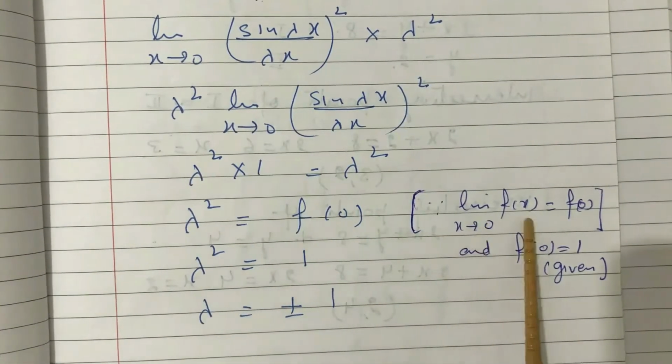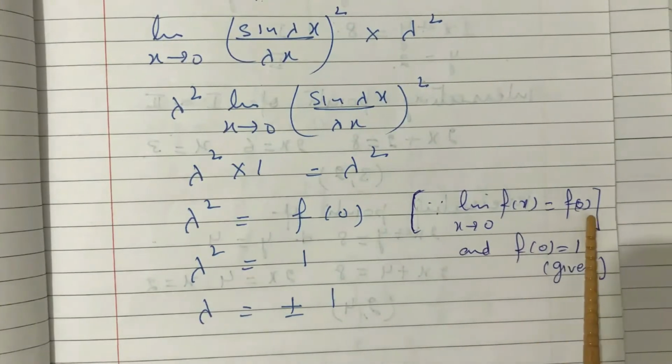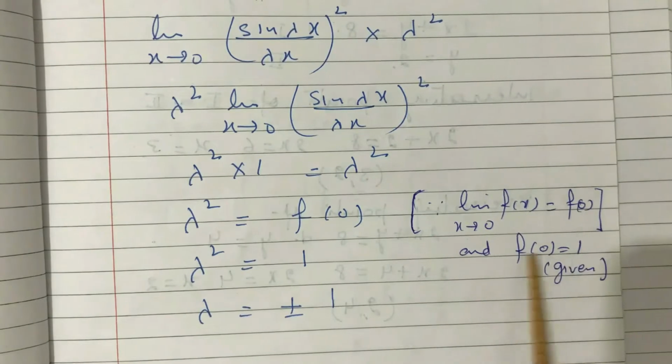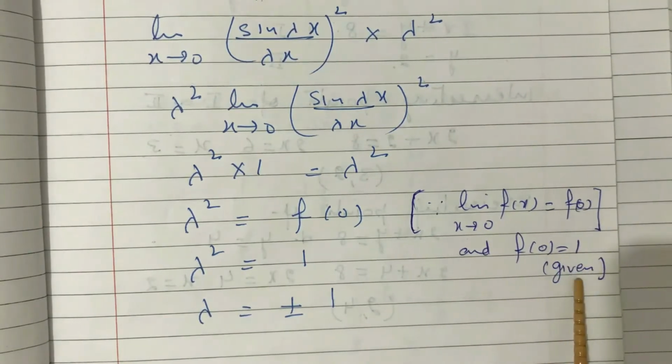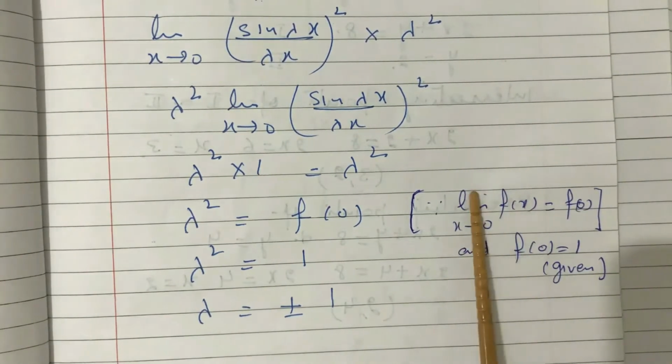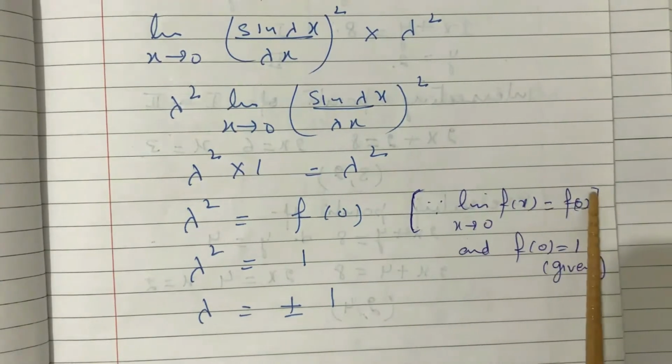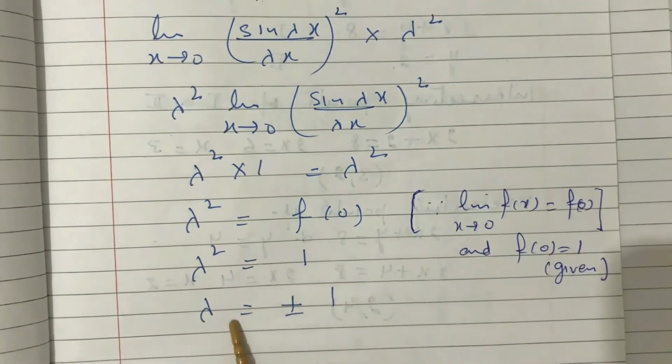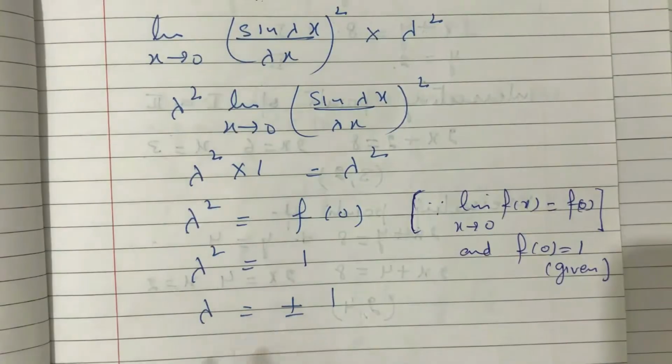We know limit of f(x) as x tends to 0 is equal to f(0), since this function is continuous at 0. And f(0) is equal to 1, that is given to us. So this is equal to lambda square and this is equal to 1. So lambda square is equal to 1, lambda is equal to plus minus 1.